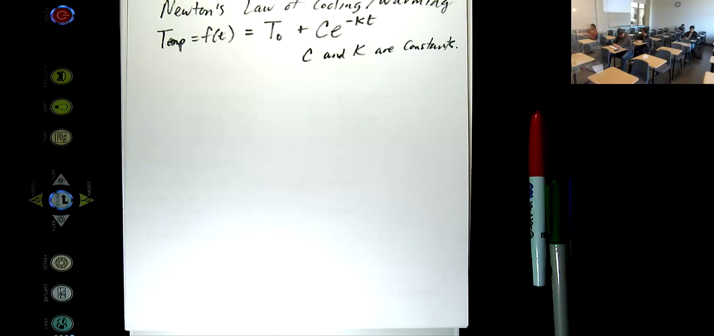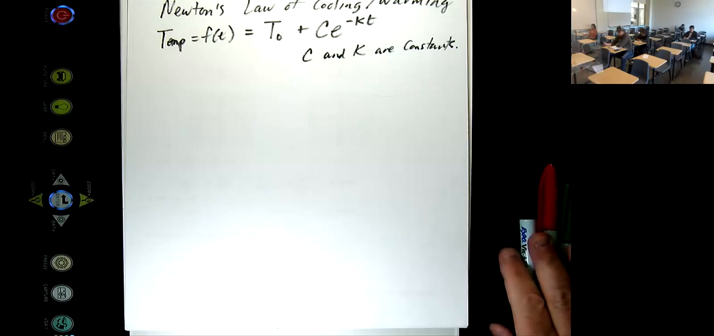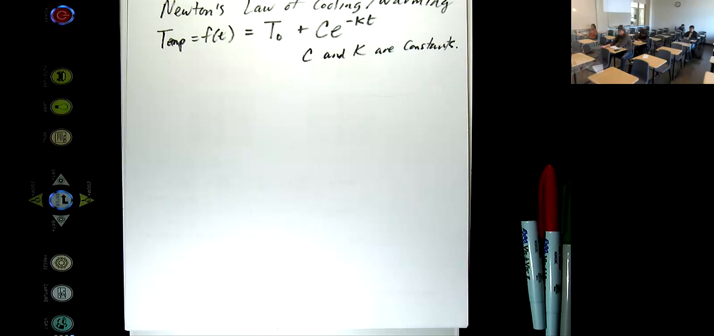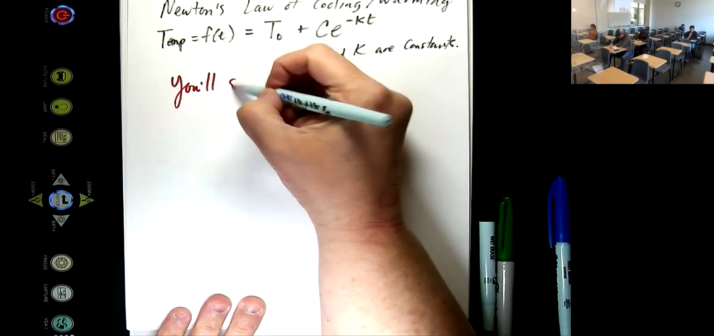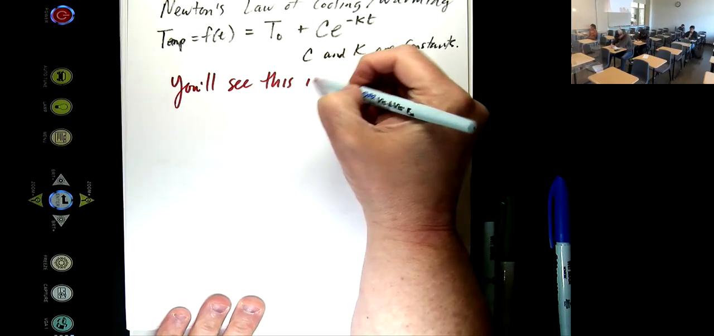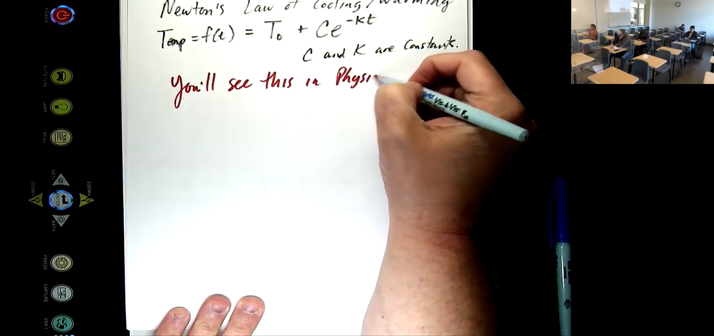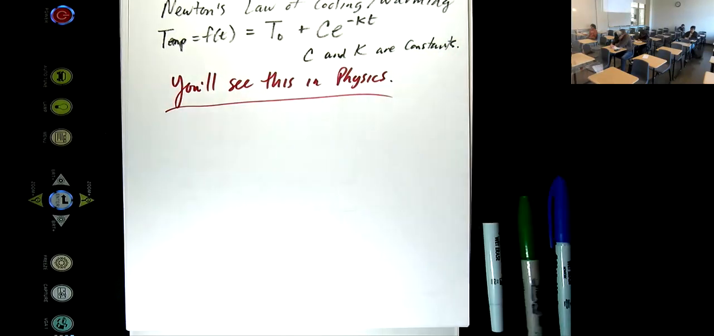And you'll see stuff like this when you take physics. We're running out of time. I don't want to hold you guys any longer. You'll see this in physics. I don't think there's anything in the homework with things about cooling. If there is, I'll take it out, or I'll give full credit on it. It's more tedious, because now you have two things you don't know, C and K.